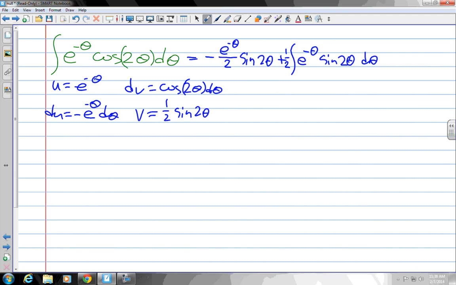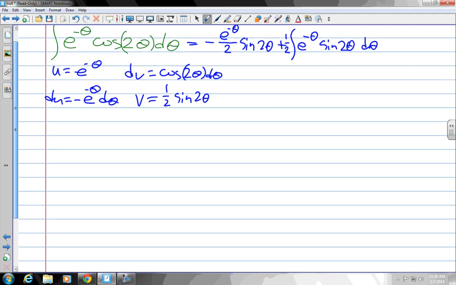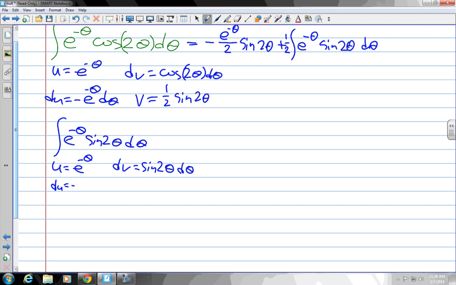Do it again, right? So I'm going to take this integral on the side, e to the negative theta, sine of 2 theta d theta, and I'm going to let u equal e to the negative theta, and dv equals sine of 2 theta d theta. So du is negative e to the negative theta, right? And v is negative 1/2 cosine 2 theta, right?